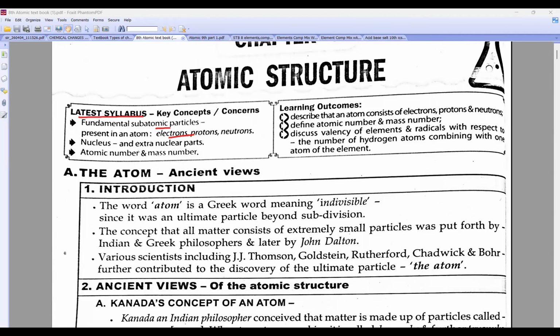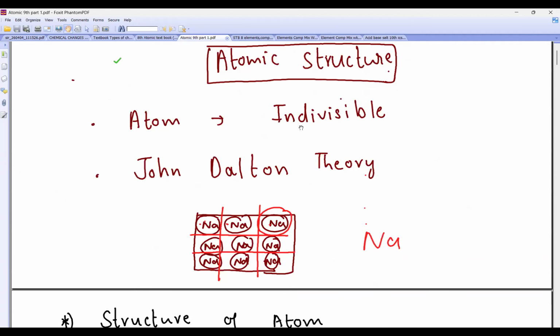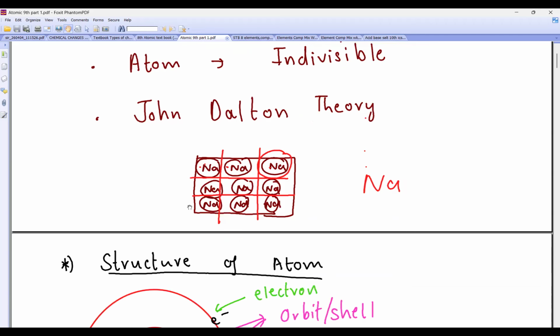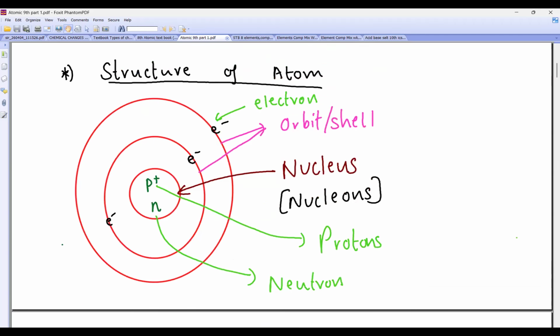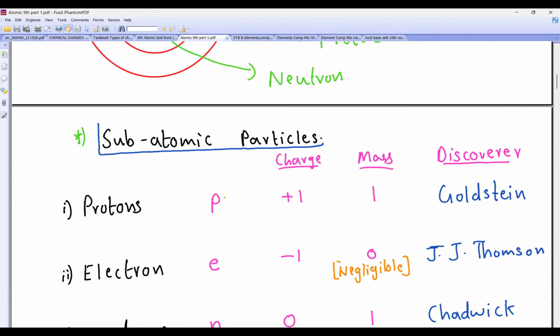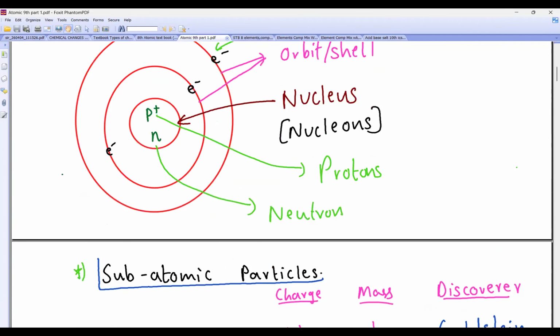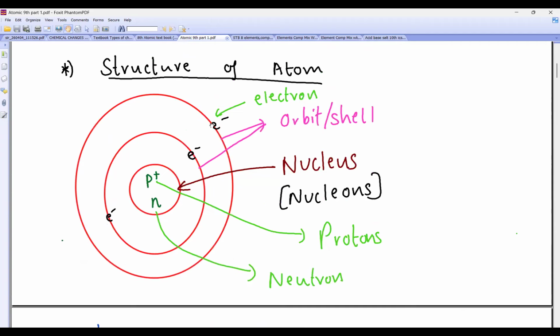So first, what is an atom? Atomic structure: indivisible. Who gave this theory? But the modern theory says the atom is what? Now in the structure of the atom, what do we have at the center? Inside the nucleus, what do we have? And the circular orbits are called what? Or shells. And what moves in them?